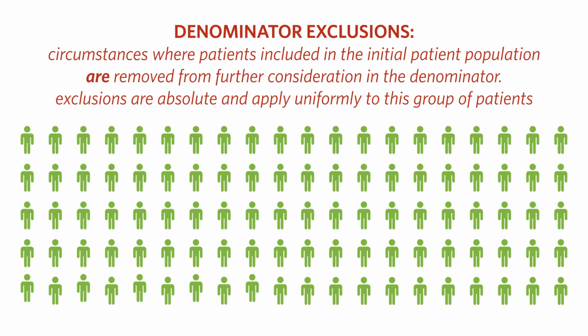Denominator exclusions describe circumstances where patients included in the initial patient population are removed from further consideration in the denominator. Although they meet some measure criteria, the numerator clinical action or intervention is definitively not appropriate for these patients. Therefore, exclusions are absolute and apply uniformly to this group of patients.